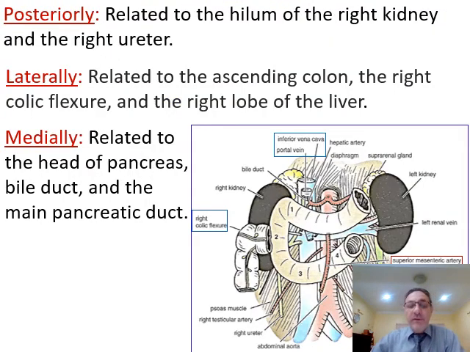We see this very clearly here. This is the kidney, this is the hilum of the right kidney. This is the right colic flexure, and this is the transverse colon, and here we will have some small intestine loops.